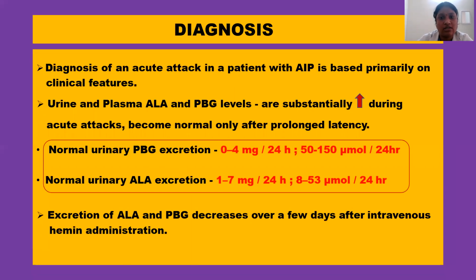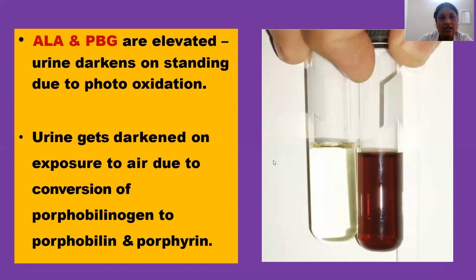How do you diagnose AIP? AIP is mainly diagnosed based on the characteristic clinical features. When you look at urine and plasma, ALA and PBG levels are substantially increased during acute attack. Here you can see a box which gives the normal urinary porphobilinogen and ALA excretion. After IV heme administration, this excretion will decrease.